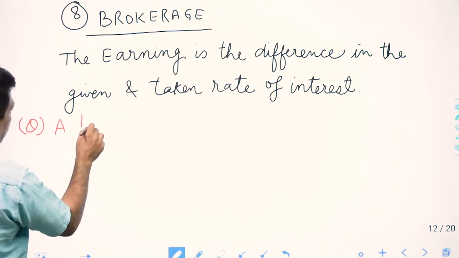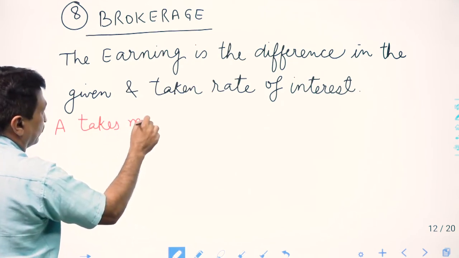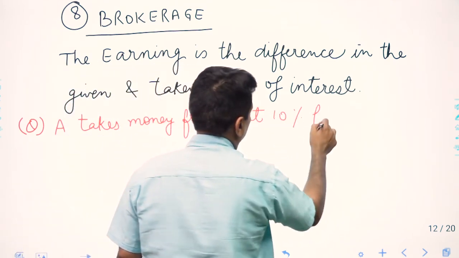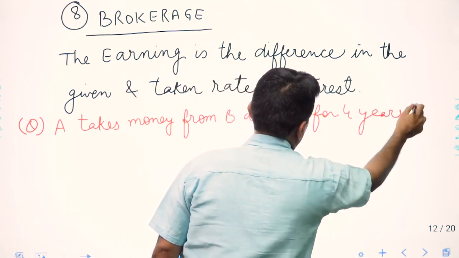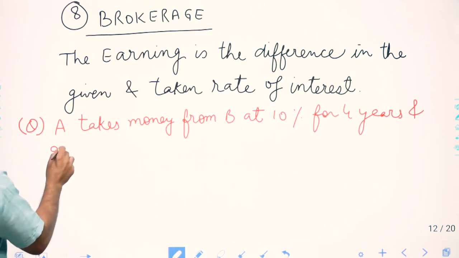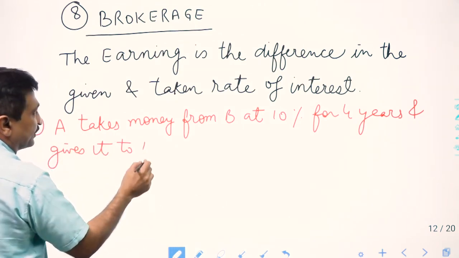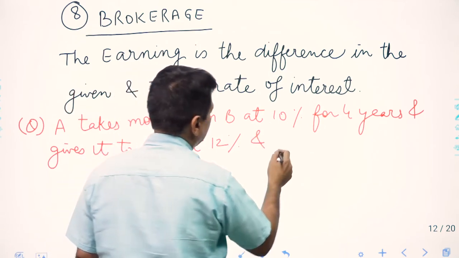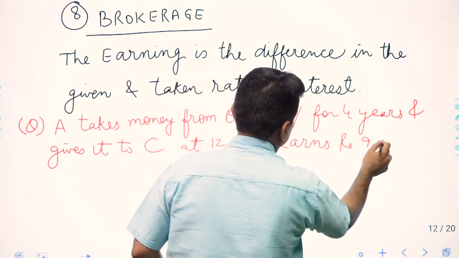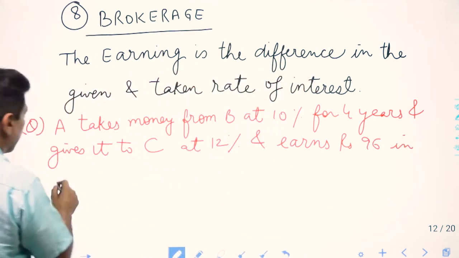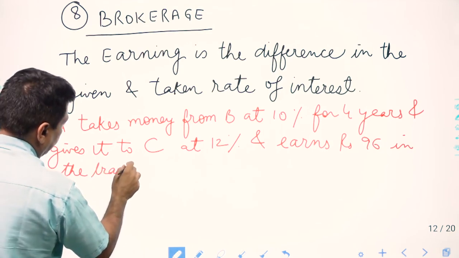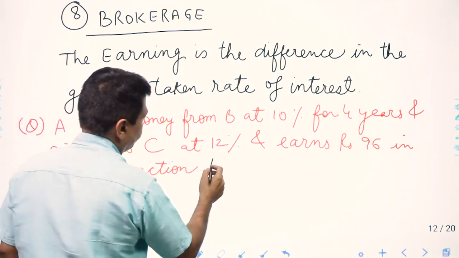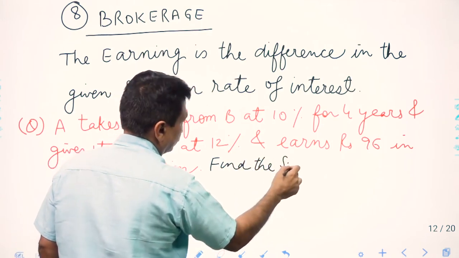Suppose A takes money from B at 10% for 4 years and gives it to C at 12% and earns rupees 96 in the transaction. Find this sum.